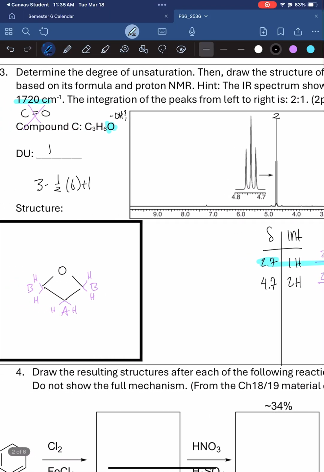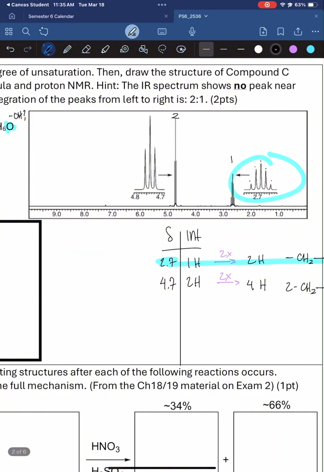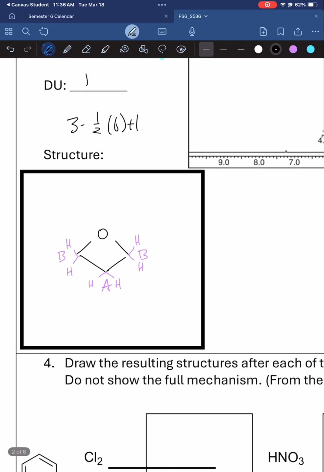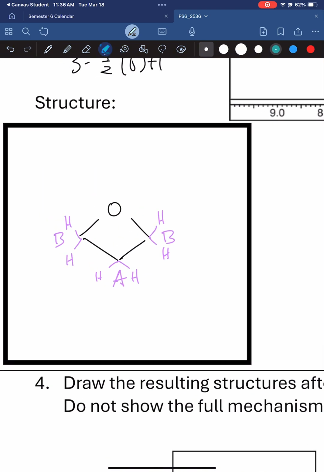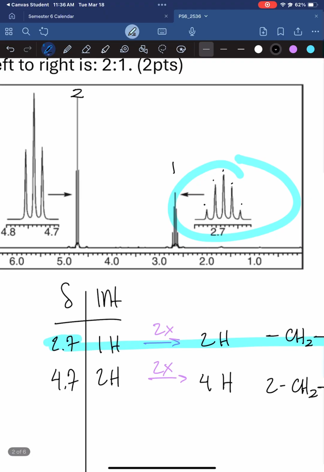If we look at A, the n+1 rule states that if there are 5 peaks, there should be carbons surrounding the carbon of interest with 4 hydrogens total. So if we look at A, if we look both left and right at its neighbors, we have 2 hydrogens here, 1, 2, and 2 hydrogens here, 1, 2, which gives us a total group of 4 hydrogens, which makes sense because according to the n+1 rule, there should be 1 more on the peak, and there are 5 peaks here for A. So that checks out.